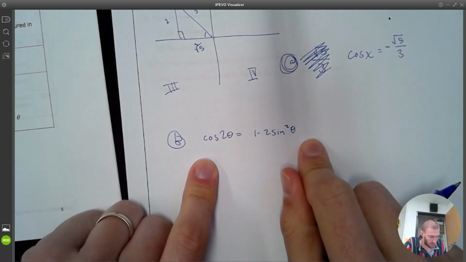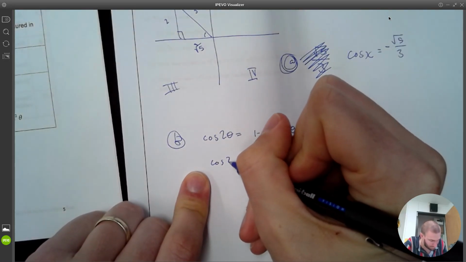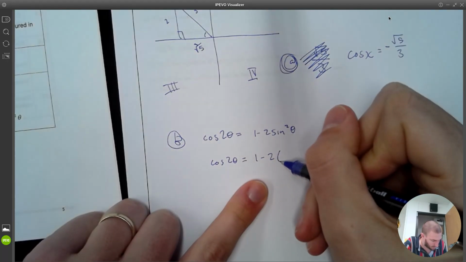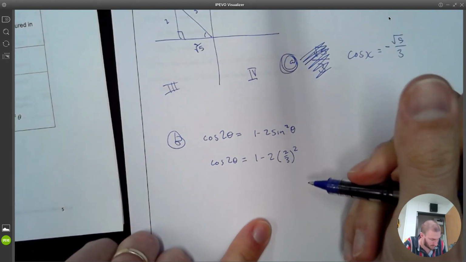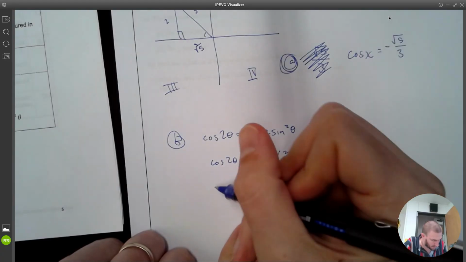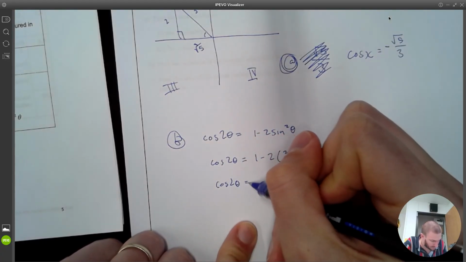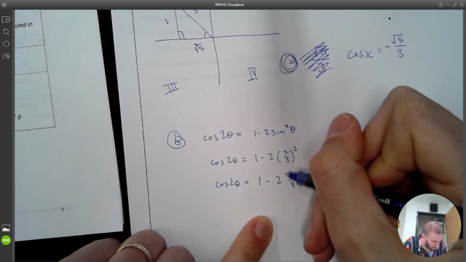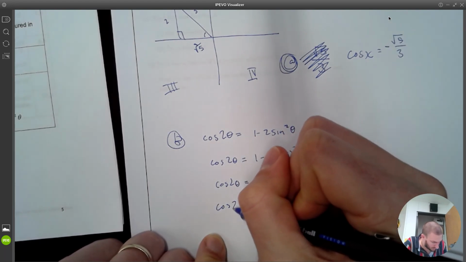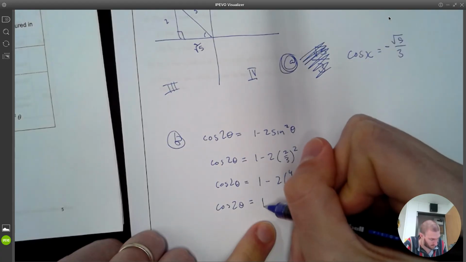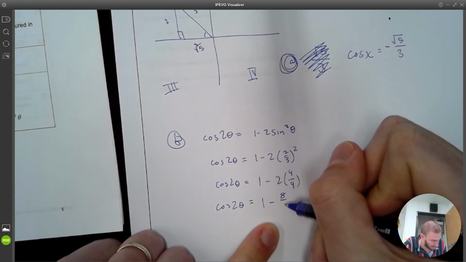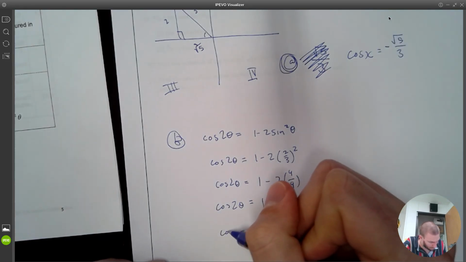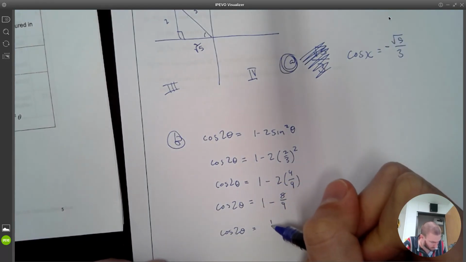That's probably 1 mark by itself. 1 minus 2, and it told us 2/3 squared. This is no calculator, so let's work on this. Cosine 2 theta is equal to 1 minus 2, that would be 4 over 9. Cosine 2 theta is equal to 1 minus, that would be 8 over 9. And 1 minus 8 over 9, cosine 2 theta is going to be 1 over 9.